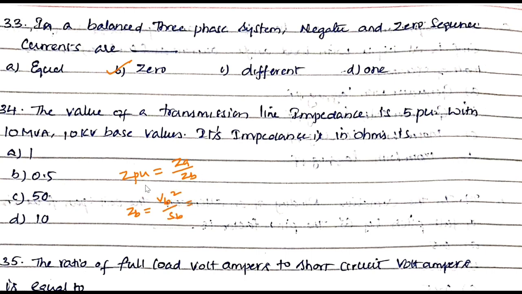So V base squared means, what is the base value? 10 kV whole squared divided by S base, which is 10 MVA. So kV squared means 100 divided by 10, like that you will get it. So it's nothing but 10 here. Now what is the value of Z actual? Z actual value in ohms is equal to Z per unit, 5, into Z base. So what is the Z base value? 5 into 10, 50 ohms.